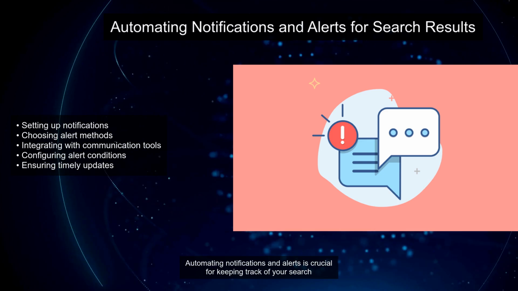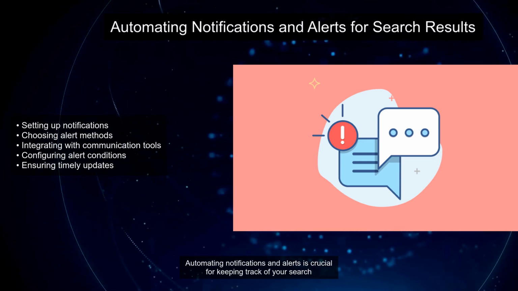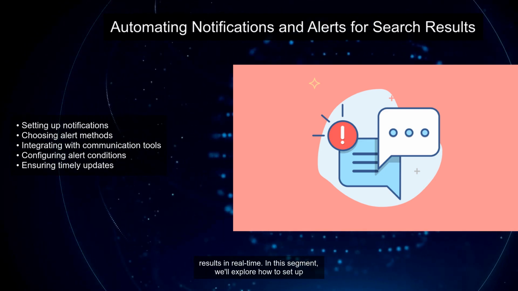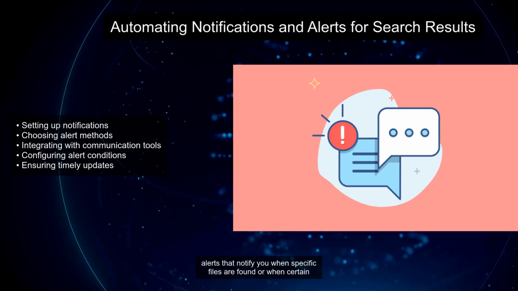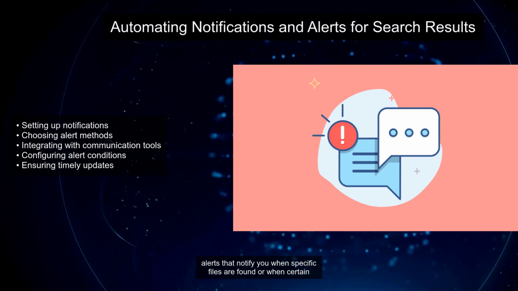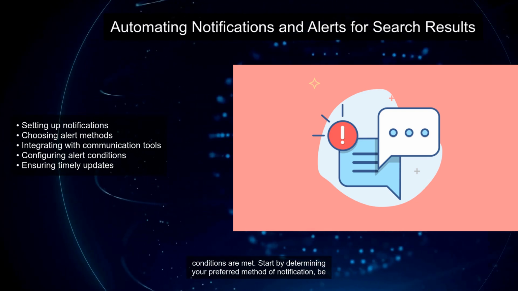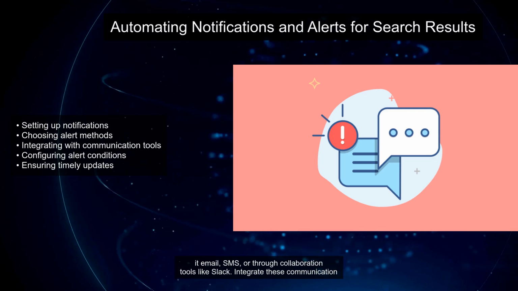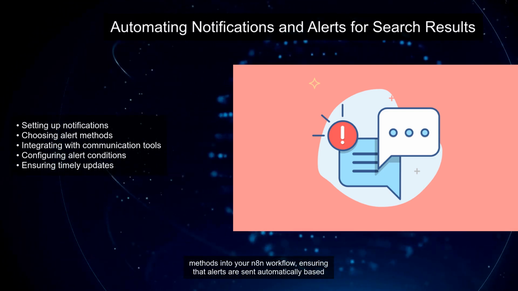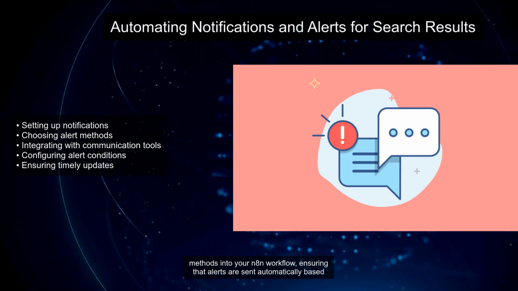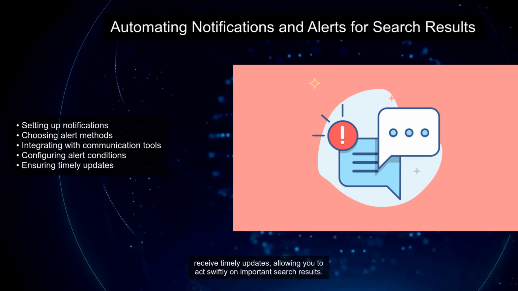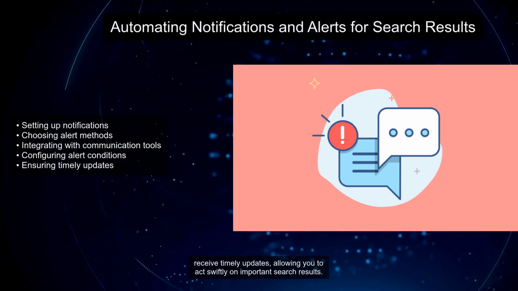Automating notifications and alerts is crucial for keeping track of your search results in real time. In this segment, we'll explore how to set up alerts that notify you when specific files are found or when certain conditions are met. Start by determining your preferred method of notification, be it email, SMS, or through collaboration tools like Slack. Integrate these communication methods into your n8n workflow, ensuring that alerts are sent automatically based on your predefined conditions. By configuring these alerts, you ensure that you receive timely updates, allowing you to act swiftly on important search results.